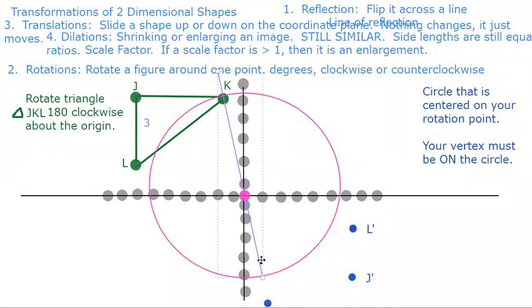So we start at that, we go right through the middle. And now we've got it. There is our K prime. So the hard part of rotation is knowing how many degrees you need to go.